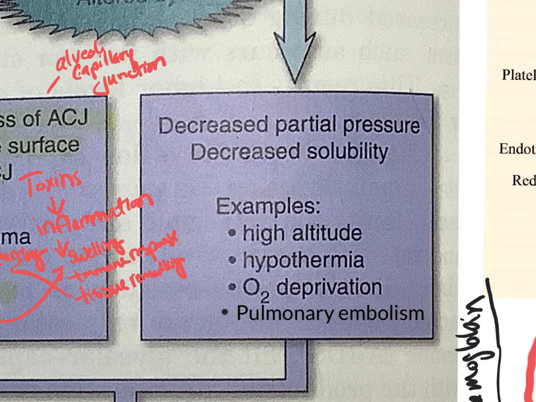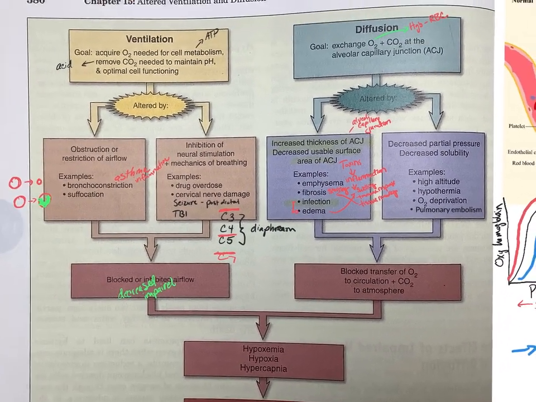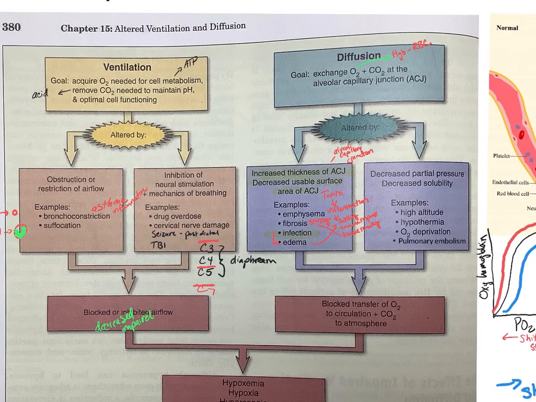And then I was trying to get pulmonary embolism on here, and it really doesn't, it's not really because of a partial pressure. It's not really because of thickness, but it is because of how the blood flow is impacted, right? And so I'm going to put it down here. It's blocked transfer of O2 to circulation, and it's because it's a clot in the blood flow in the lung that's blocking blood flow, right?